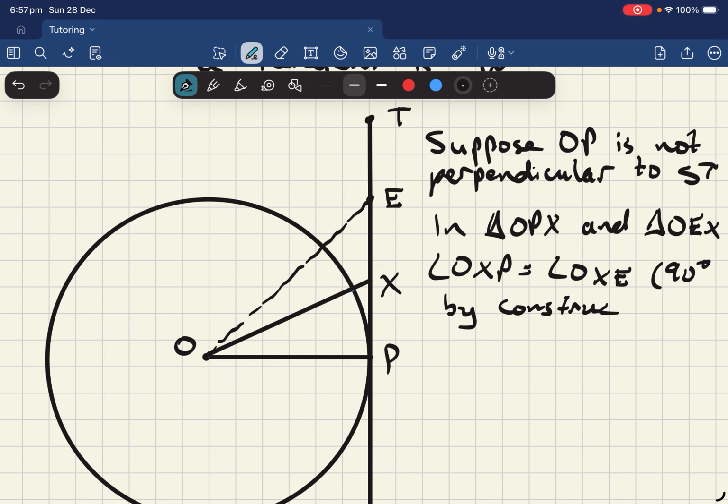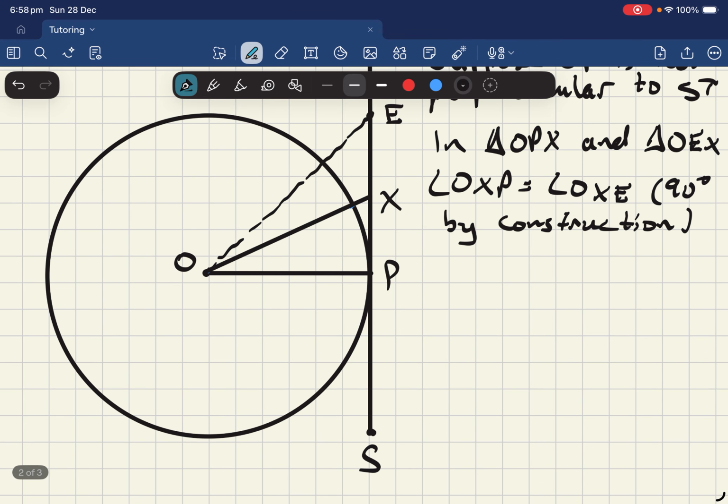Because remember, like we've done in the last video, we're assuming there is some point X on the line such that OX is perpendicular to ST. S is down the bottom here. So if that's perpendicular, that means that OXP has to be 90 degrees and OXE has to be 90 degrees because they're angles on a straight line. So they must be the same. We've also said by the same construction that PX equals EX by construction.